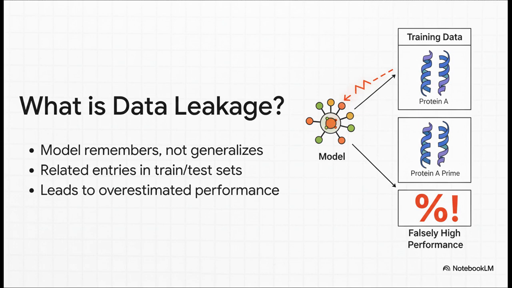So what is data leakage? Well, it happens when your model isn't actually learning to generalize. It's just memorizing the training data. A classic example in biology is if you have two very similar, evolutionarily related proteins, one in your training set and the other in your test set. The model will look like it's performing brilliantly on that test protein, but it's not because it learned a general principle. It's just because it saw something almost identical during training. And this, of course, leads to you thinking your model is much better than it actually is.